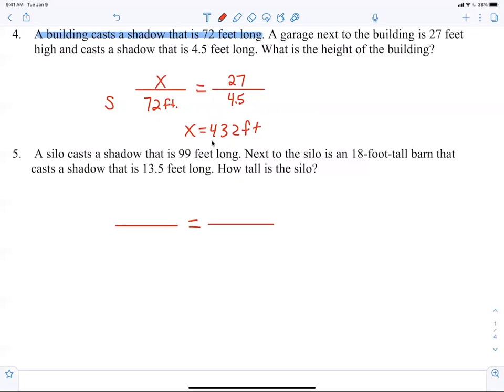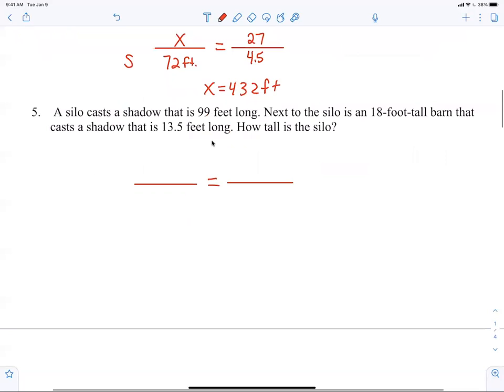So I'm trying to tell you, you read this and it started talking about a silo, right? Did it say how big the silo was? So if it doesn't say how big something is, you're just going to mark what? X. That is correct. And then underneath it, you said 99. Now, this is the silo and this is the shadow.